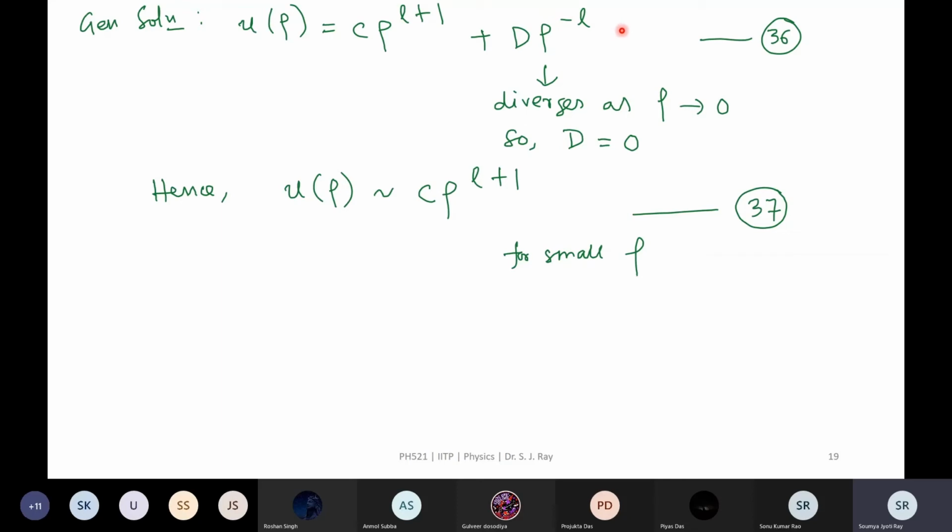But this is again an unlikely solution, because if ρ goes to 0, that means the electron will be present on the nucleus. That means the system will be destroyed, right? Because if the electron goes to the nucleus, there will not be any atom, so it is not a physical solution. So we will ignore this term, which means that we put the coefficient to 0. The solution for small values of ρ will be c times ρ to the power L plus 1.